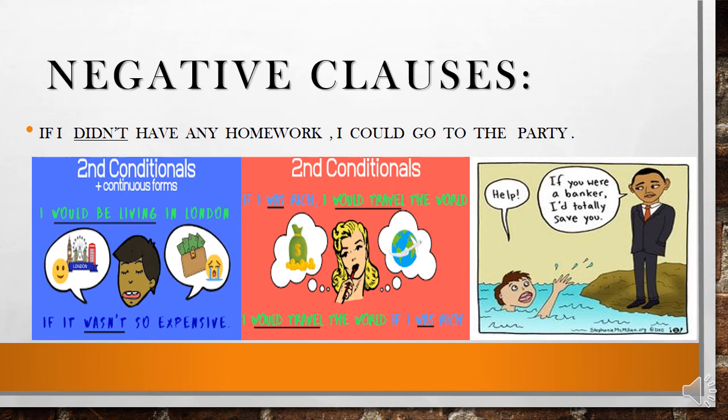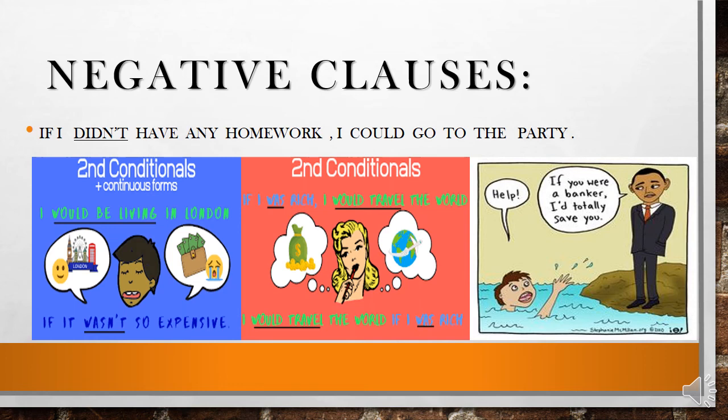If you were a banker, I would totally save you. Here the same, the simple past form of be is were, okay, and were is used with you, whereas I used was with I. So please take care on this point.